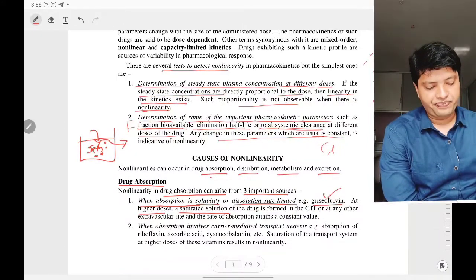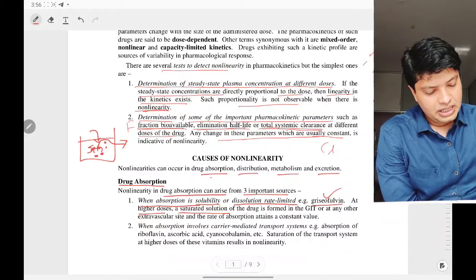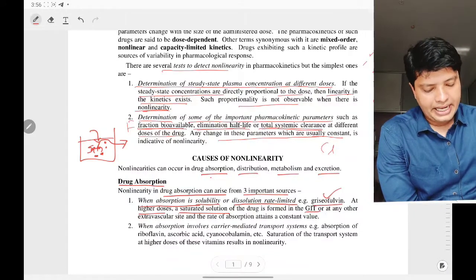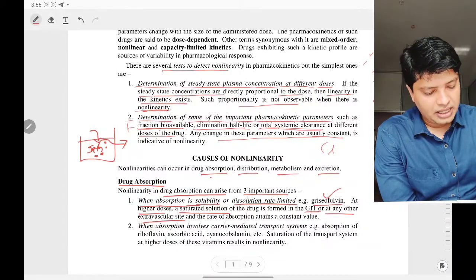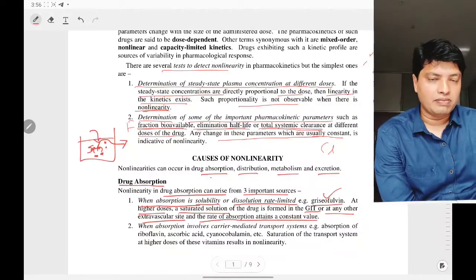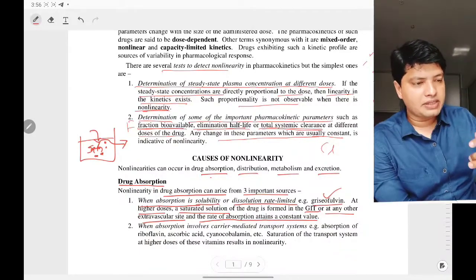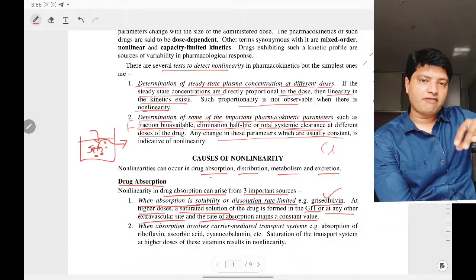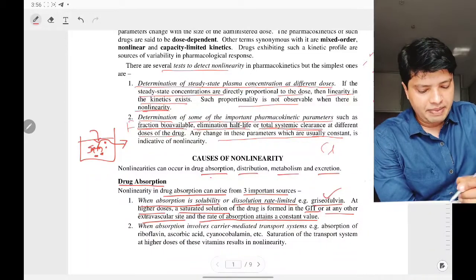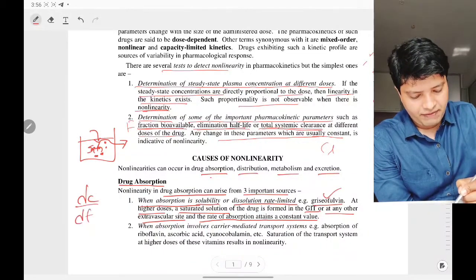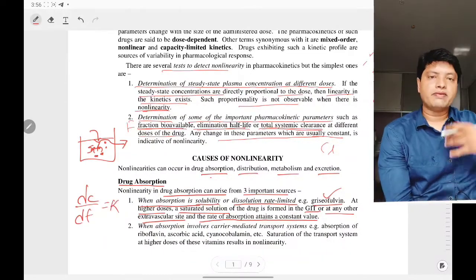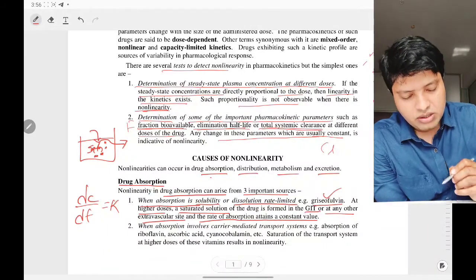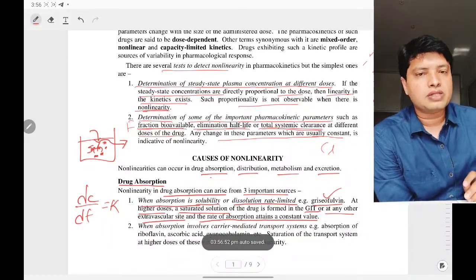Example is griseofulvin. Okay, what happens there is, it forms a saturated solution of the drug in the GIT or any other extravascular site, and the rate of absorption attains a constant value. So what happens? Drug concentration increases, the rate of absorption also increases. But the rate of absorption itself, the dC by dt itself, will be constant. It will attain a constant value. Why is it attaining a constant value? Because it is depending on the solubility.